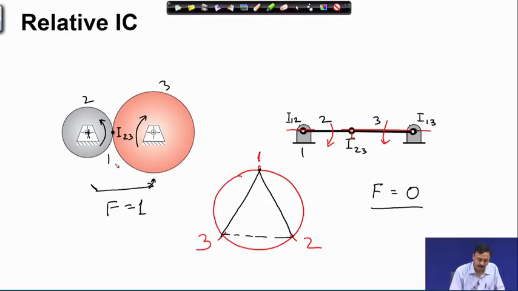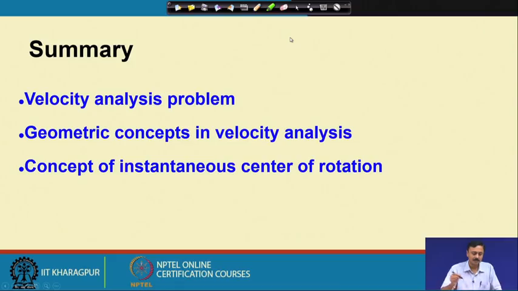Whereas here, the Aronhold-Kennedy theorem is always satisfied. The Aronhold-Kennedy theorem is always satisfied in the case of these 2 friction disks rolling, because I23 always lies on this line. Whereas, for the kinematic chain on the right, this has a tendency to move out, and that breaks the Aronhold-Kennedy theorem, which must be satisfied. It is a theorem, it must be satisfied. If it is not satisfied, then the thing cannot move. So, that makes the kinematic chain on the right a structure. So, I will leave you with a summary of what we have discussed today.